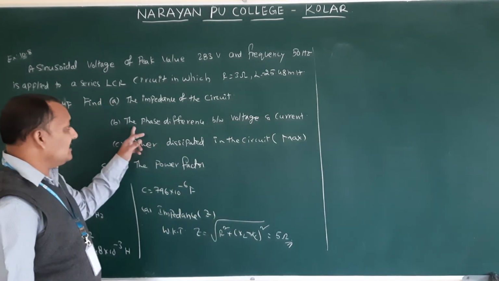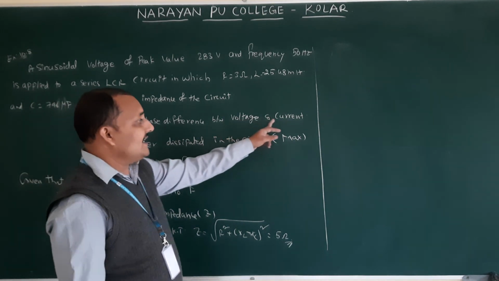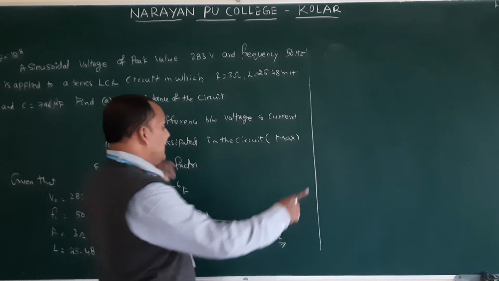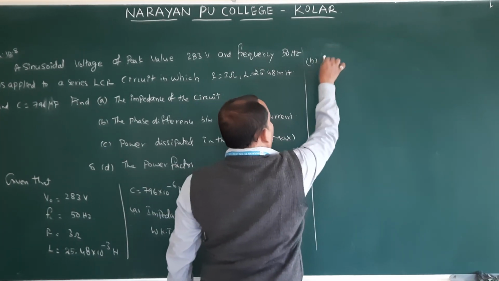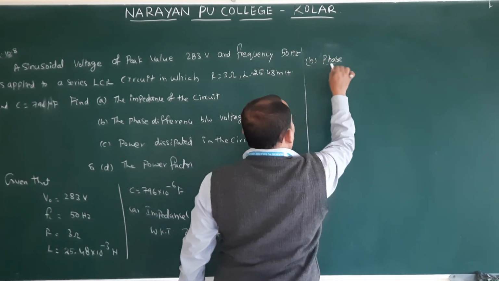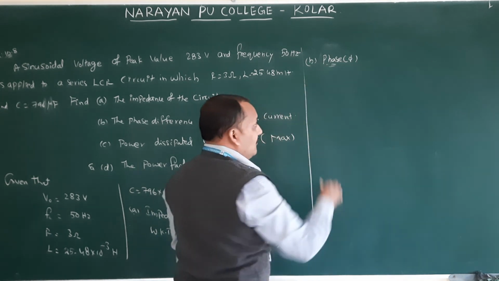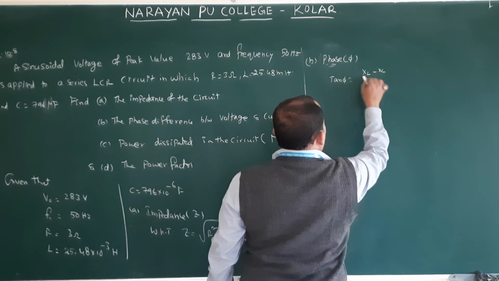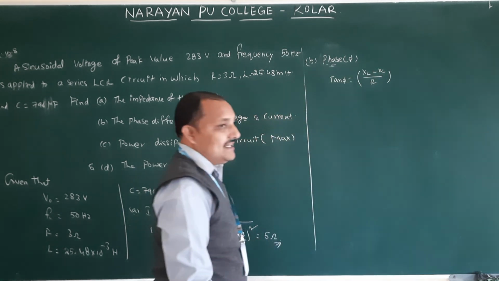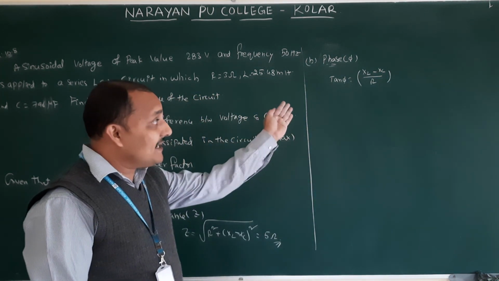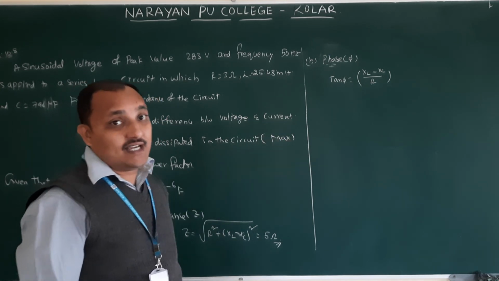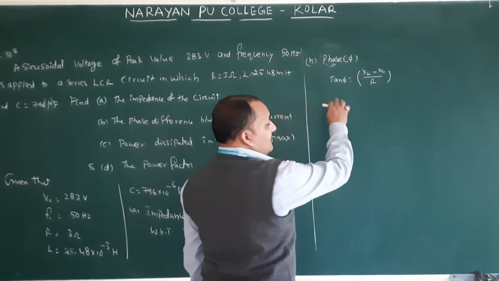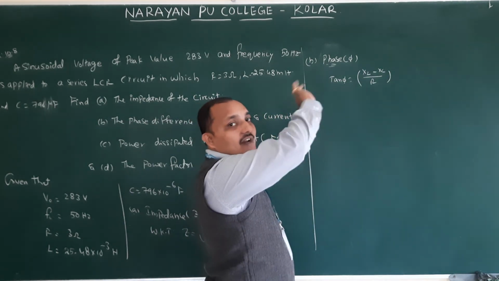See the next one, the phase difference between voltage and current in the LCR circuit. Phase difference means phi. What is the tan phi formula? Tan phi is XL minus XC by R, or you can write XC minus XL by R also. Value will not change, but you will get a negative sign. You don't need to worry about that. The negative just indicates clockwise or anti-clockwise.